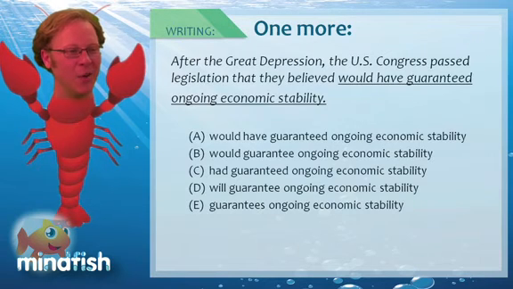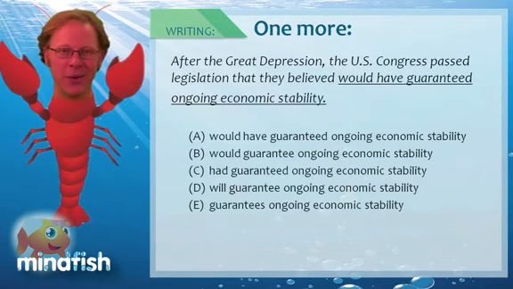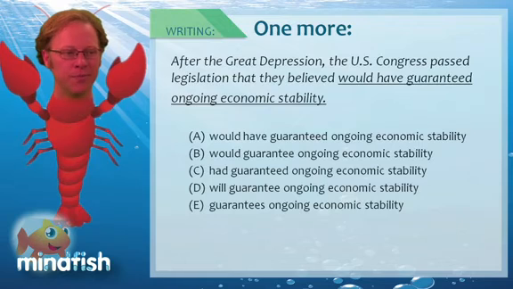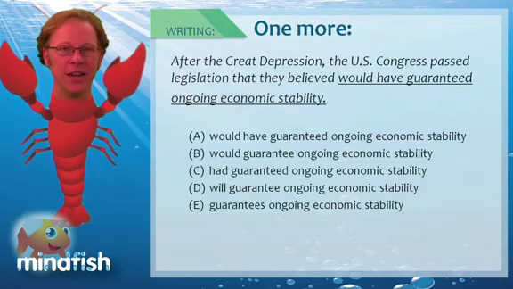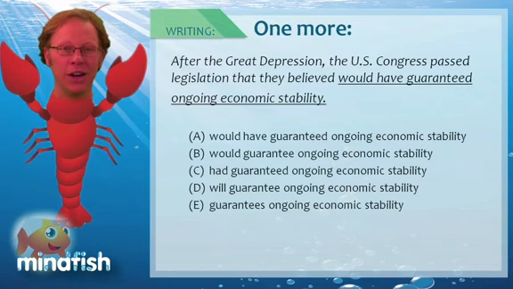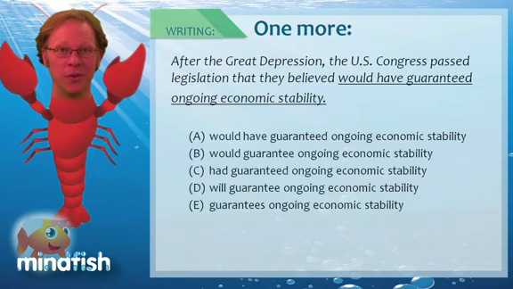Let's have a look at the next question here. After the Great Depression, the U.S. Congress passed legislation that they believed would have guaranteed economic stability. It probably sounded a little weird right off the bat, but would have is the wrong tense for this particular situation. Let's get rid of a couple of the other answers. Answer C is incorrect as well. Had guaranteed puts us in the past perfect tense, which is the wrong tense for this situation. D, will guarantee. Will guarantee is a future tense verb and thus also wrong for this particular sentence.